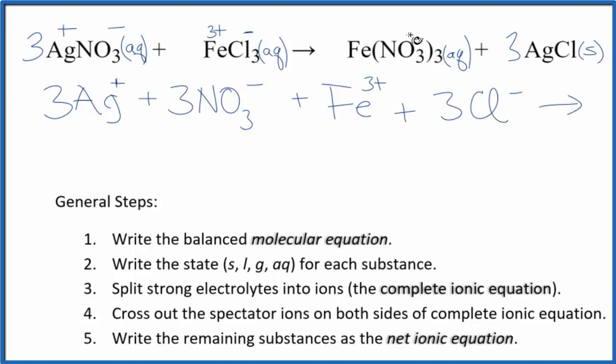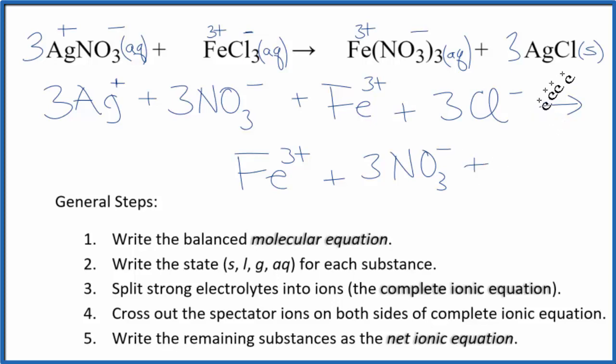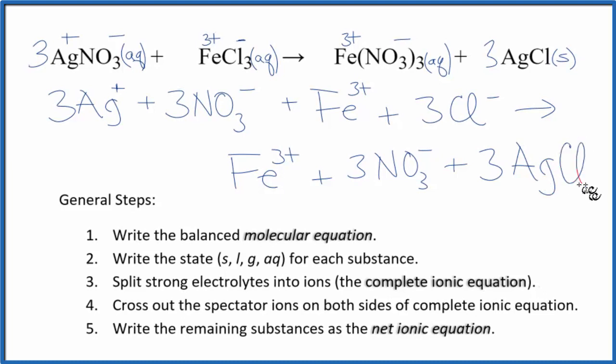In the products, here again we have nitrate, which is negative. We have 3 of them. It's going to be 3 plus. So we'll have Fe 3 plus, and then we'll have 3 nitrate ions. And then for AgCl, because it's a solid, we don't split this apart. We're just going to write 3 AgCl. These are the products. Once we've done this, we can then cross out spectator ions.